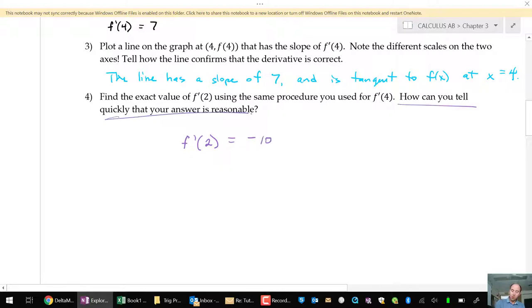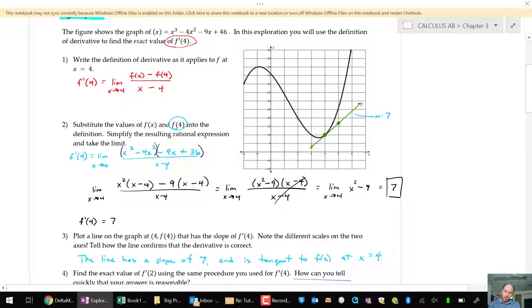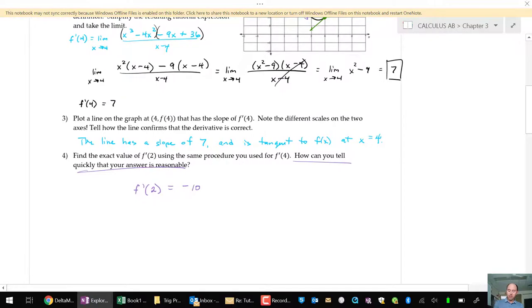How can you tell quickly that your answer is reasonable? Look at the function at x equals 2. If I were to find f of 2 and observe the direction or the slope of the function at this point, here's a tangent line, it appears that I have a pretty strong negative tangent line right there. The slope is negative. Now, I don't know how strong, but if I look at this number and see that the derivative at 2 is negative 10, and I see that the function is decreasing, and the tangent line has a negative slope, maybe approximately negative 10, those are great ways for you to check that your answer for the derivative is reasonable.